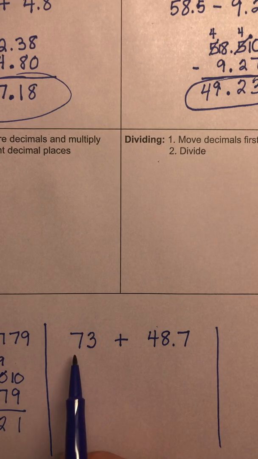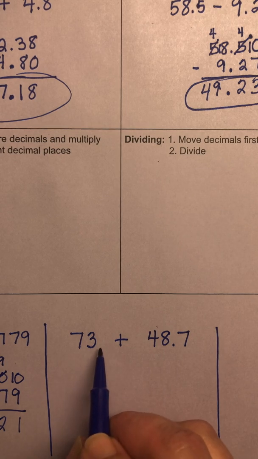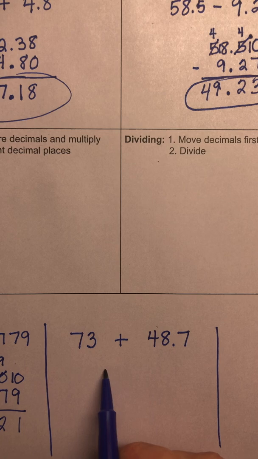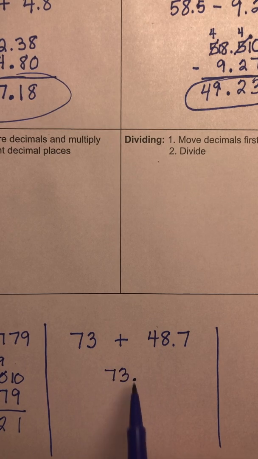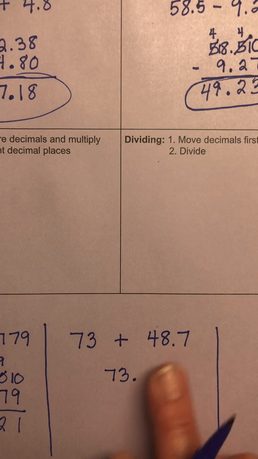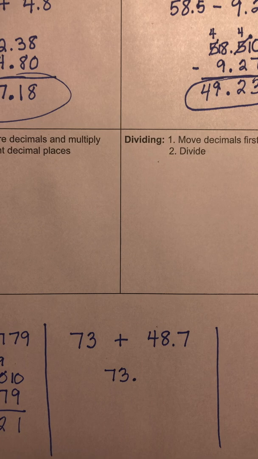Well, remember we said if there is no decimal, we can always assume that that decimal is at the end. So this is actually 73 with a decimal at the end, right? We don't need the decimal. 73 is a whole number. But if I'm looking at lining up decimals, I can go ahead and put that in there.